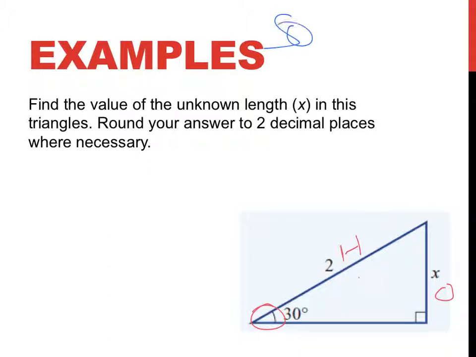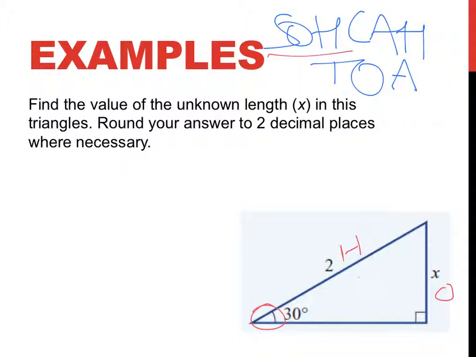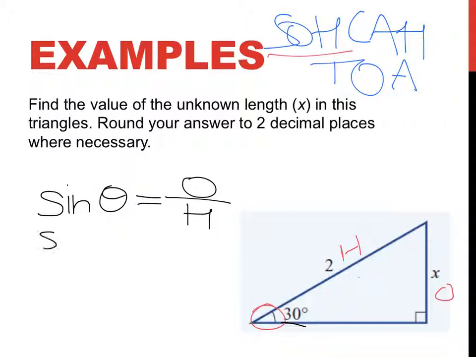So I put SOHCAHTOA at the top of my page. If I have the opposite and the hypotenuse, the ratio that I'm going to use, opposite on hypotenuse, is going to be sine. What's my angle? Well, my angle's 30. So sine theta equals opposite over hypotenuse. Instead of theta I get given an angle, so the sine of 30 degrees is x divided by 2.